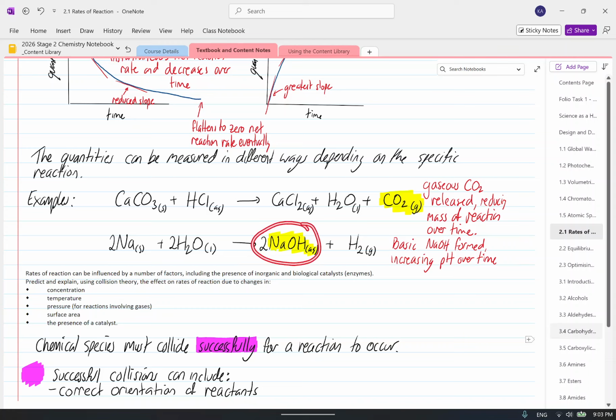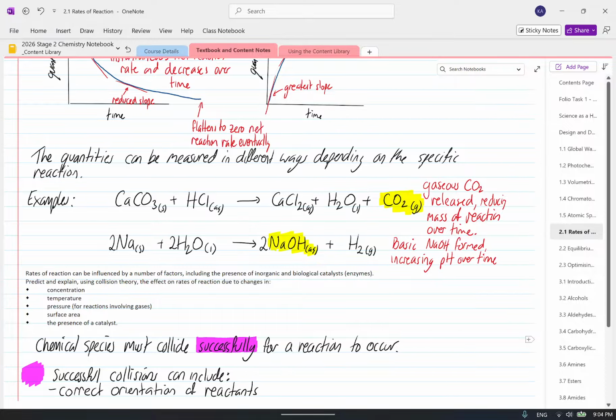Regardless, we could measure the mass with our decreasing H2, but we could also have a look at sodium hydroxide and measure the pH, because sodium hydroxide is going to change the pH of our reaction. It's going to make the reaction mixture more basic. We could measure the pH over time, and then we could see how quickly our reaction's occurring.